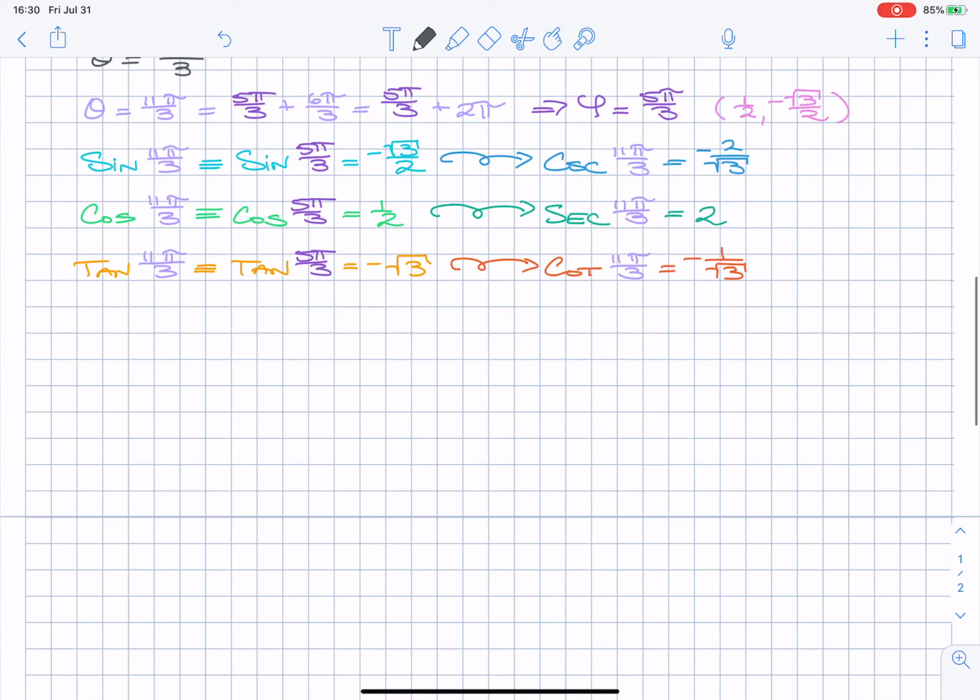So example. Evaluate the 6 trig functions of theta equal to, what shall we do this time? I don't know, 9 pi over 2?